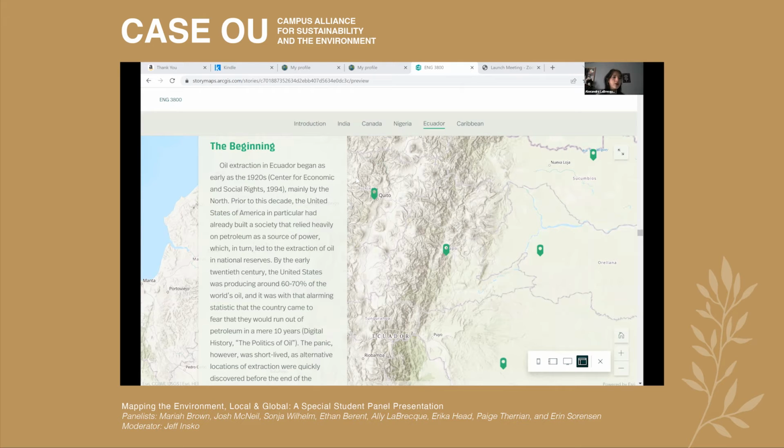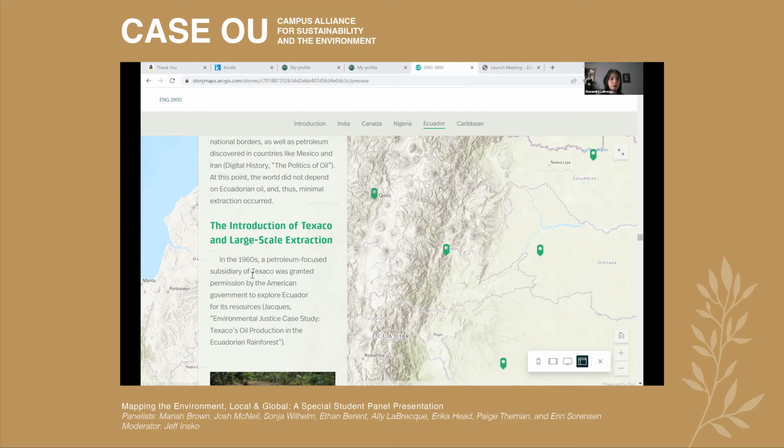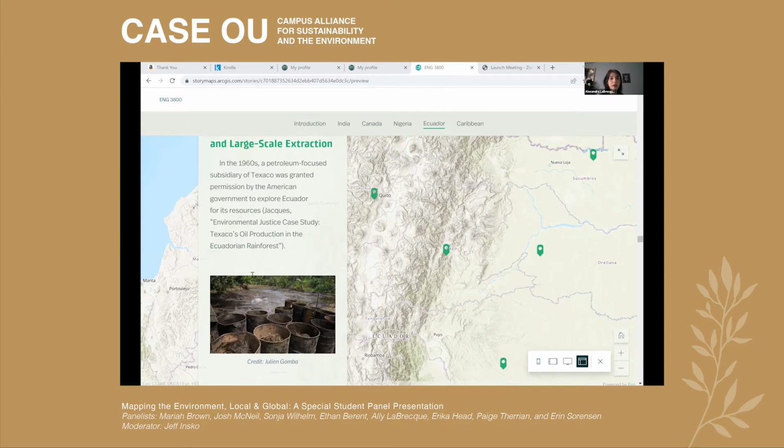So oil extraction in Ecuador began as early as the 1920s. At this point, the US was already very dependent on oil, as well as other countries around the world. And at this point, the US was one of the main producers of oil, but they were quickly running out. So they hadn't really taken root in Ecuador, but they were already searching for other places to extract oil from, because as mentioned, they relied very heavily upon it already.